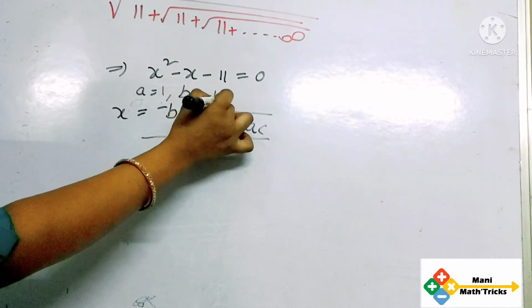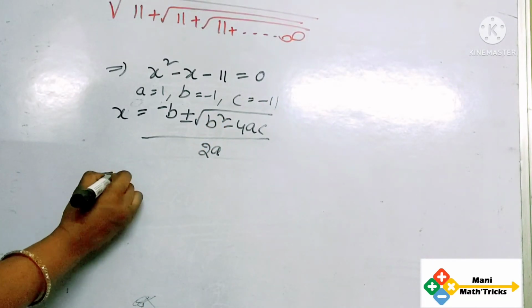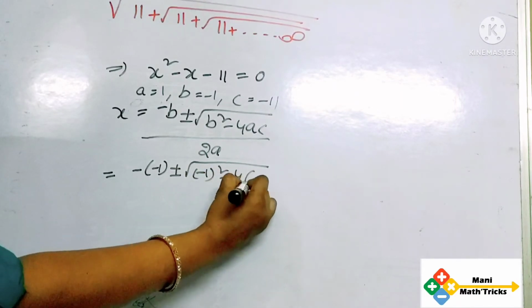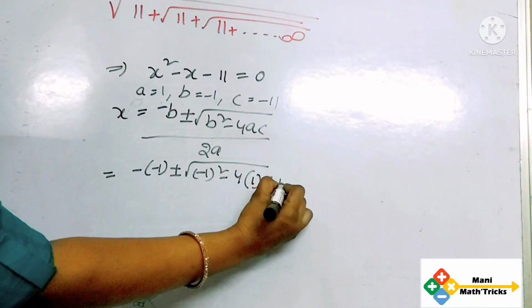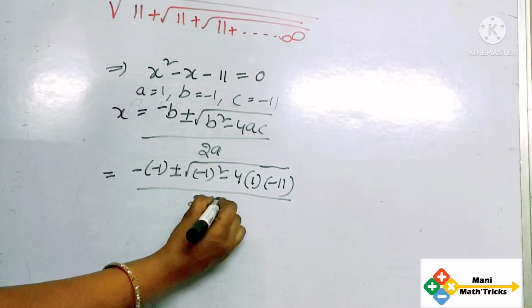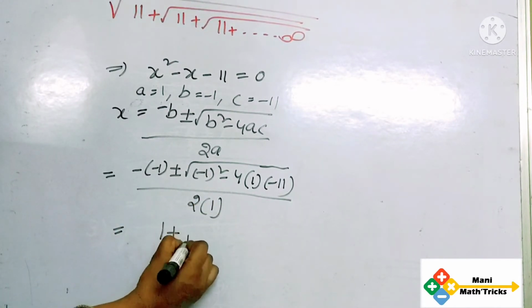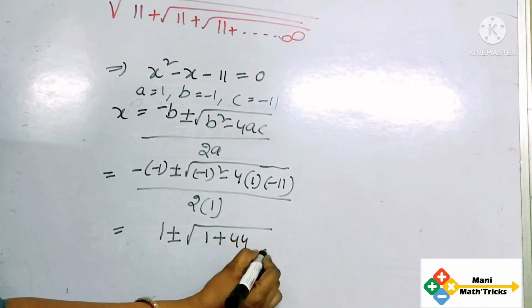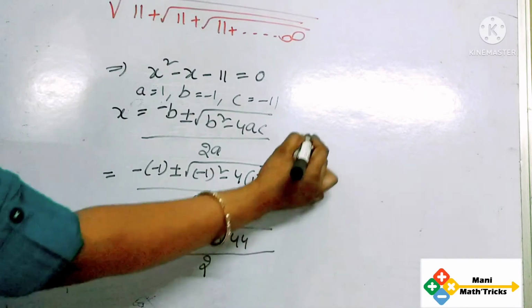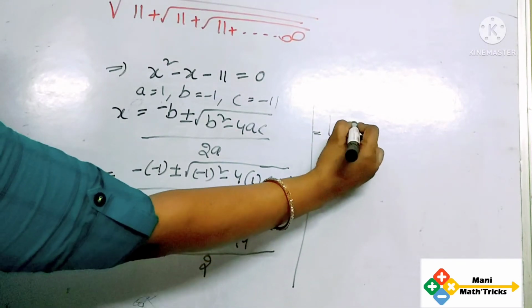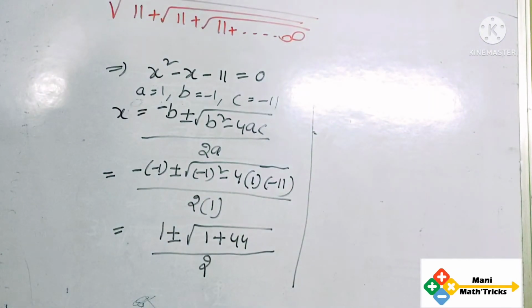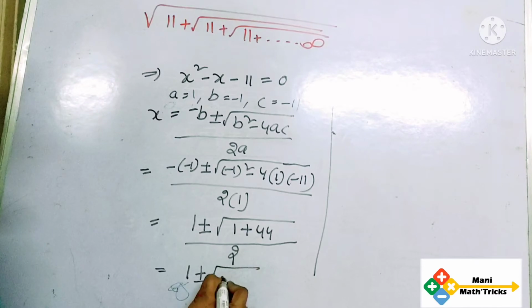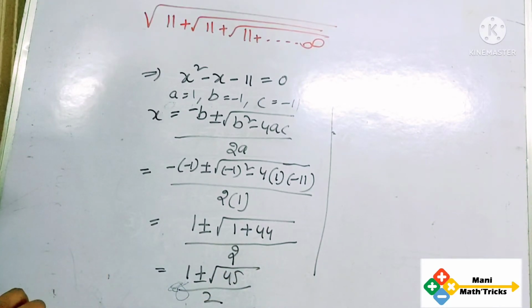A is equal to 1, b is equal to minus 1, c is equal to minus 11. Now let's substitute them. Minus of minus 1 plus or minus under root b square, minus 1 square, minus 4 into a value is 1 into c value is minus 11 by 2a. A is nothing but 1. Now minus into minus is plus, 1 plus or minus 1 square is 1, minus into minus is plus, 4 multiplied by 1 multiplied by 11 is 44, by 2. Okay. Now 1 plus or minus 45 by 2. Okay, in this way we have to find the factors.